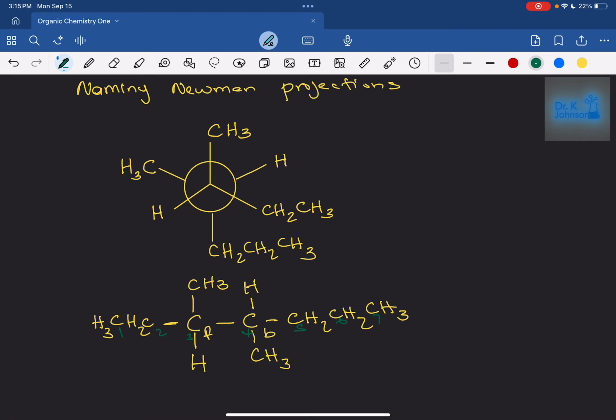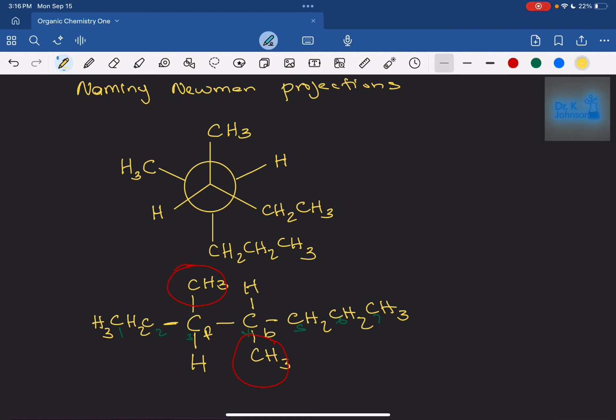I could not have numbered from this direction, because if I did that, it would be 1, 2, 3, 4. My first substituent encountered would be on carbon number 4, so we don't number in this direction. That's if you have forgotten how to number. So now I have this substituent and this substituent bonded to the carbon of my longest chain.